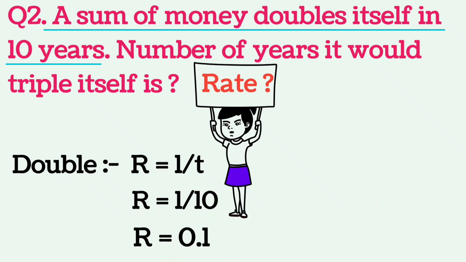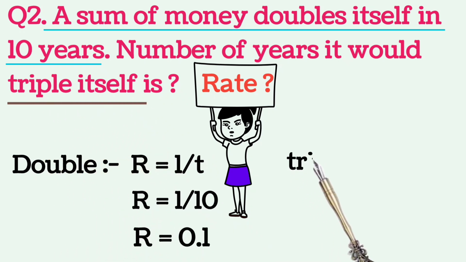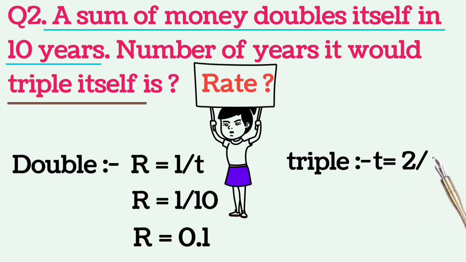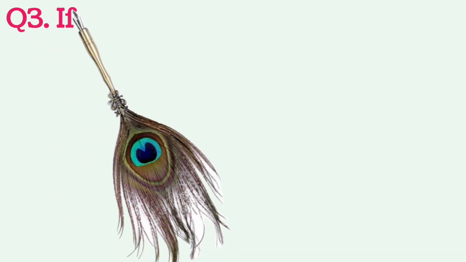In the next half of the question, they have told us to find the time, and they have also told that the money triples itself. So to find time, T is equal to 2 divided by R, where R we have already found, that is 0.1. When we calculate T, that is 2 divided by 0.1, T is equal to 20 years. This is your final answer. Let's move to question number 3.